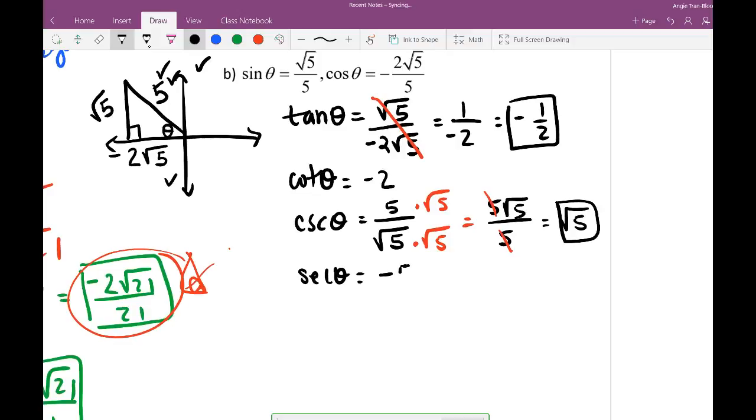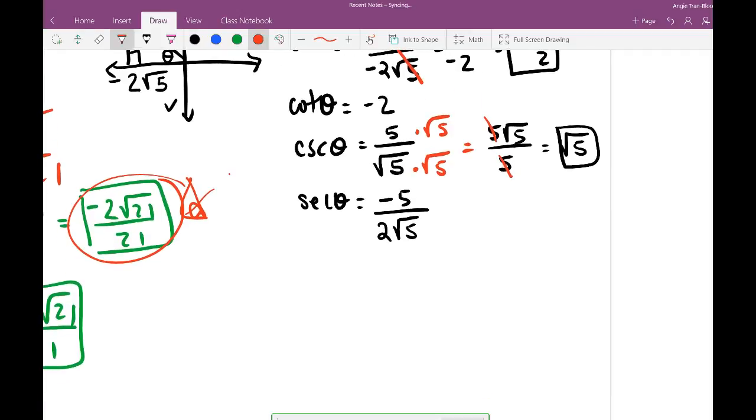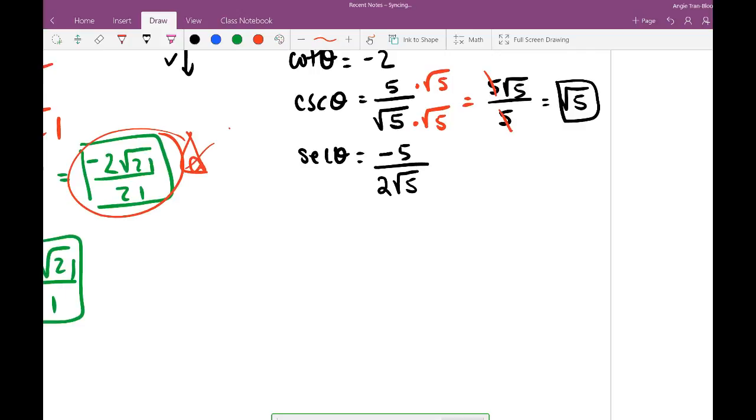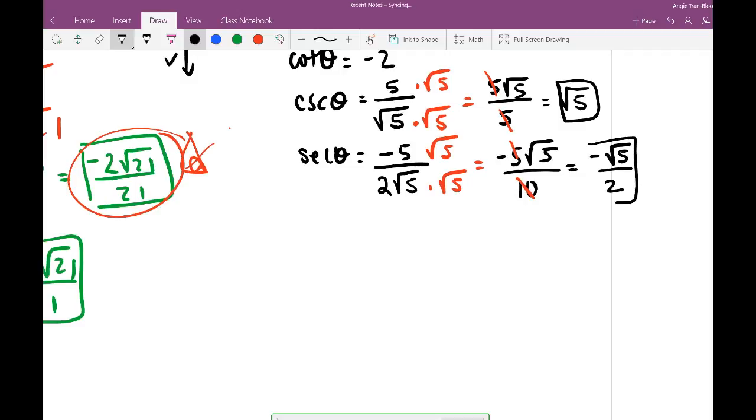So it's going to be negative 5 over what? 2 times square root of 5. Can I box that up? No way. Okay. All right. Rationalize. Multiply top and bottom by square root of 5. Now we have what? Negative 5 times square root of 5 all over 10. Can I box that up? No. I need to reduce. 5 going to 10 how many times? Twice. Your final answer is negative rad 5 all over 2. Okay.